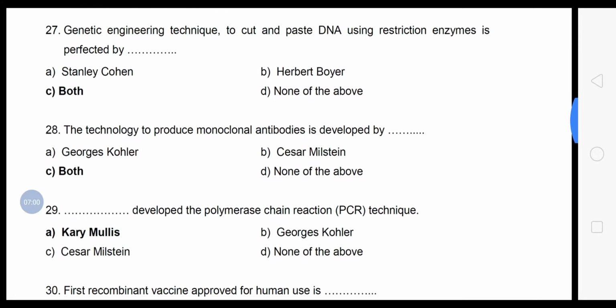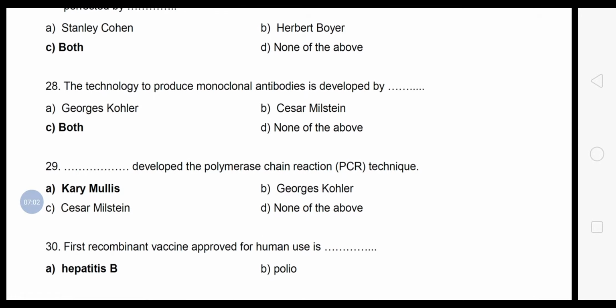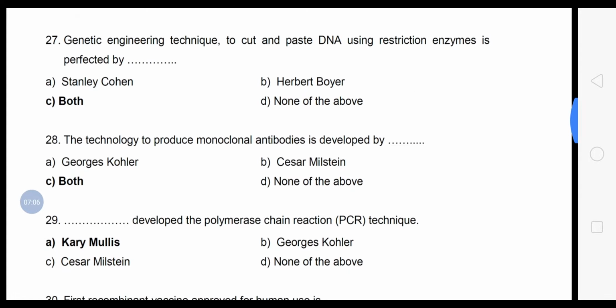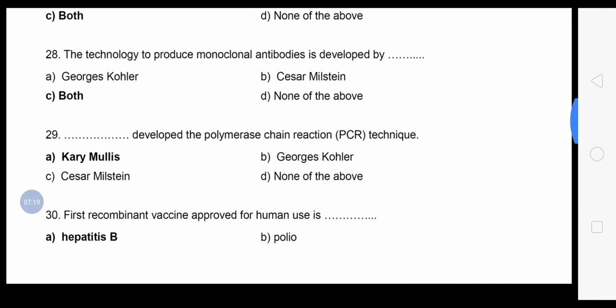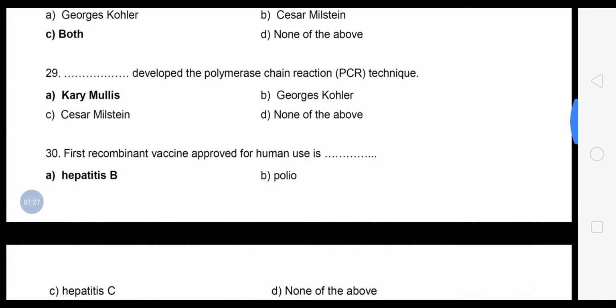Technology to produce monoclonal antibodies is developed by Kohler and Milstein. Don't get confused between these two questions. The first one is the genetic engineering technique to cut and paste DNA using restriction enzyme, which was perfected by Cohen and Boyer, and technology to produce monoclonal antibodies was developed by Kohler and Milstein. The PCR technique was developed by Kary Mullis.